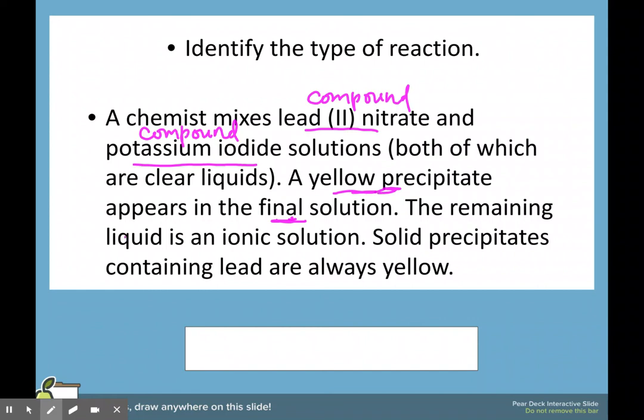The remaining liquid is an ionic solution. Solid precipitates containing lead are yellow. So what we have, two compounds produce two compounds. So this tells me this has to be something that's like AX plus BY, making two different compounds. So it would be BX plus AY, or a double replacement reaction.